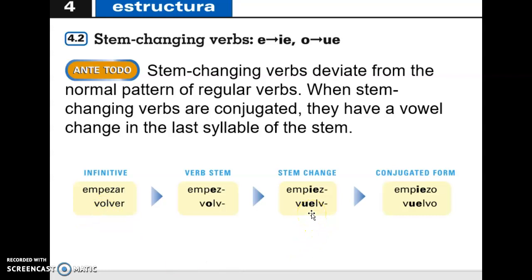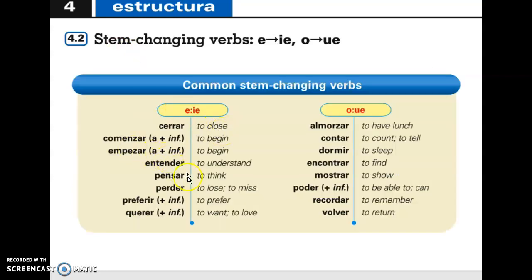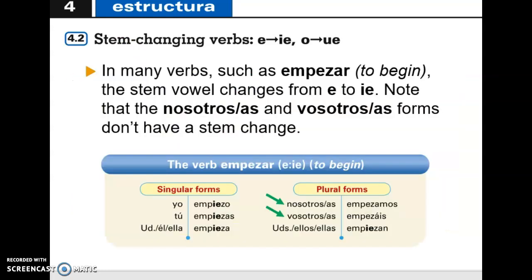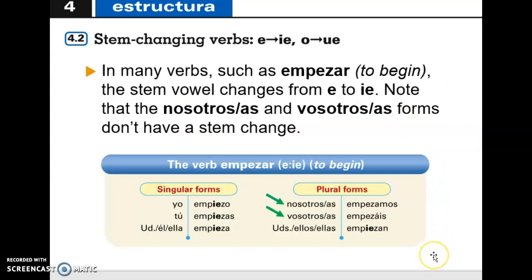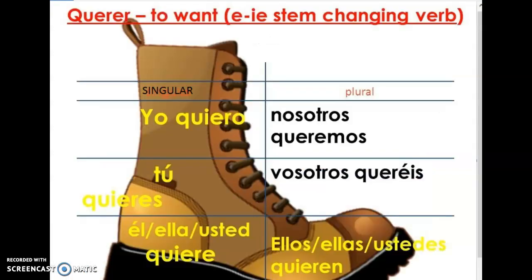How do I know that we are finding a stem changing verb? We have to learn those stem changing verbs, okay? They're going to be listed, and usually they are going to be indicated by, let me find it, by this, okay? You usually will see it next to it, okay? So some particular feature of stem changing verbs is that not all of them change, only a few. And for this, some teachers use this form, which is like a boot form.